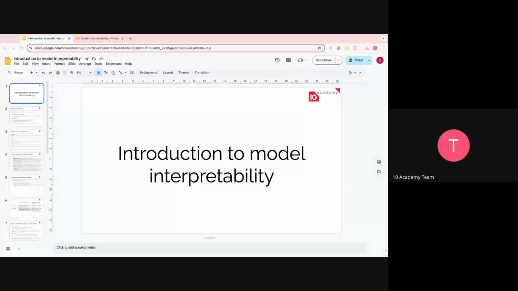Yeah, let me share my screen. Actually, let me share the whole window. Can you see my screen, guys? Is it visible? Okay, thank you for the confirmation.